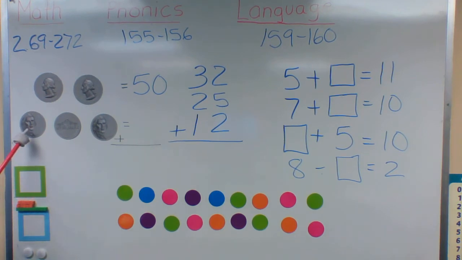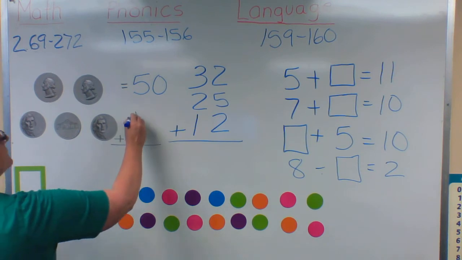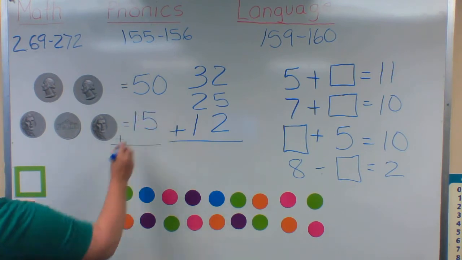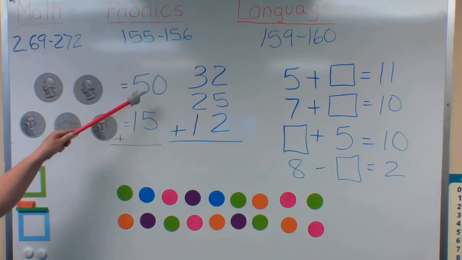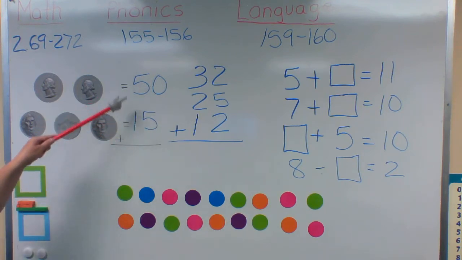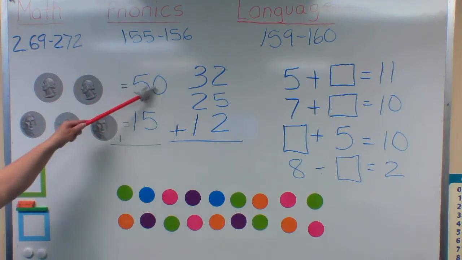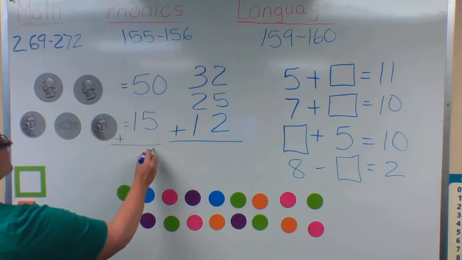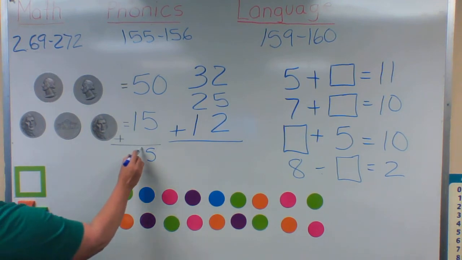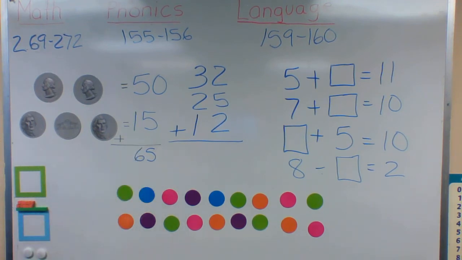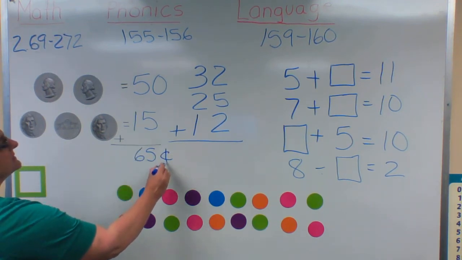Now we're counting by fives. 5, 10, 15. We're going to add these in columns, so we're going to do the ones place first, and then we'll do the tens place. 0 plus 5 equals 5. 5 plus 1 equals 6. There is 65 cents there.